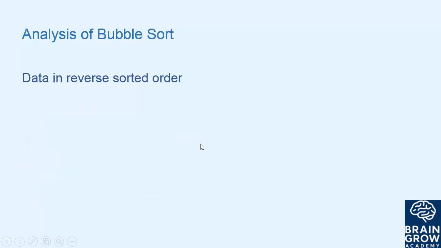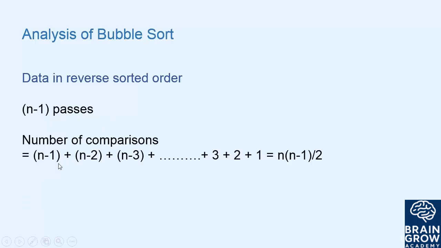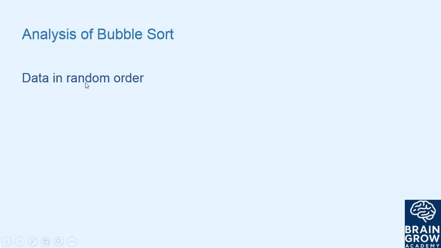Now when the data is in reverse sorted order, we'll have total n minus 1 passes, and the total number of comparisons will be this, because in first pass there will be n minus 1 comparisons, in second pass there will be n minus 2 comparisons, and so on, and in the last pass there will be only one comparison, and this total is n(n minus 1)/2, which is order of n square. And the total number of swaps will be the same, because whenever we compare 2 adjacent elements, always we'll have to swap them, because the data is in reverse sorted order. So let's see the case when data is in random order.